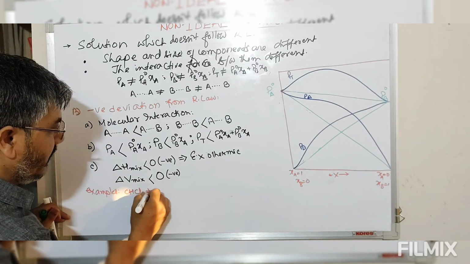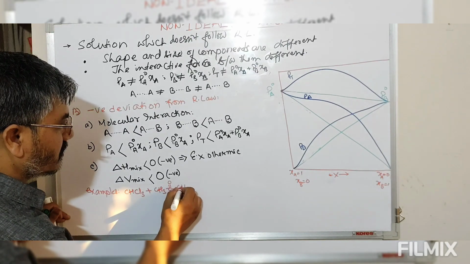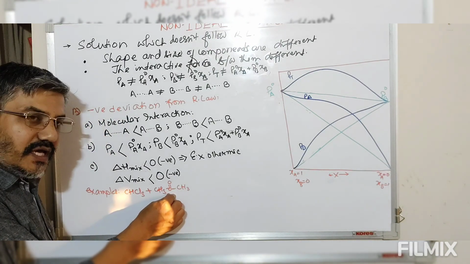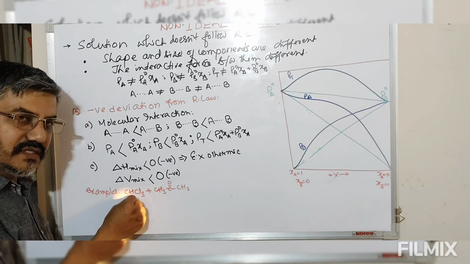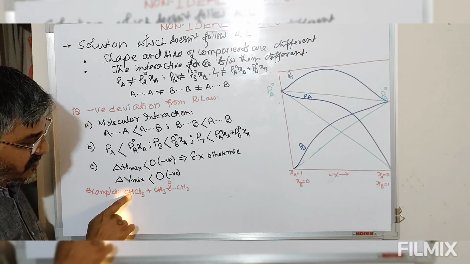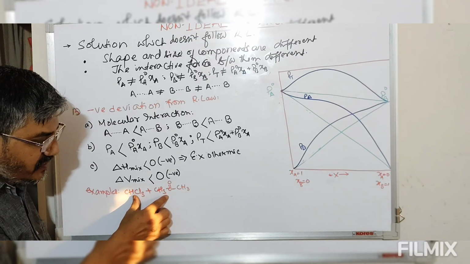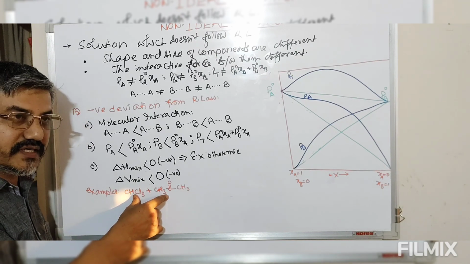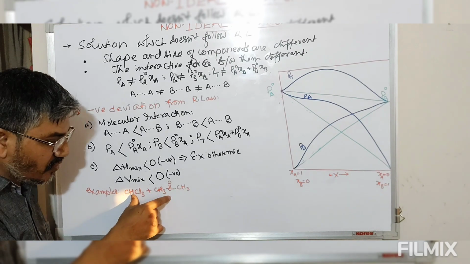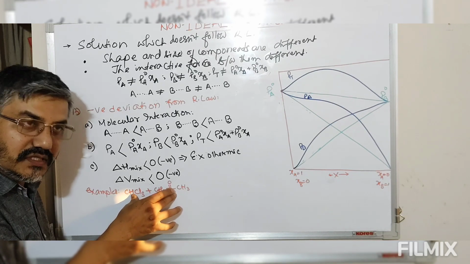Chloroform and acetone, CH3, C double bond O, CH3. Now acetone has dipole-dipole interaction, chloroform has dipole-dipole interaction, but when chloroform is mixed with acetone, the hydrogen of chloroform forms a hydrogen bond with the oxygen of acetone. So in this solution, the attractive force is hydrogen bond. In intermolecular attractive forces, hydrogen bond is the strongest. So there exists a stronger force between chloroform and acetone through hydrogen bond.